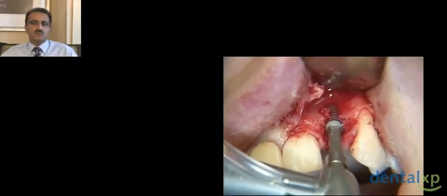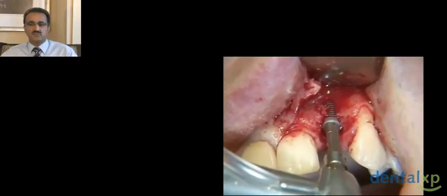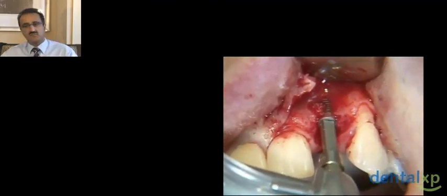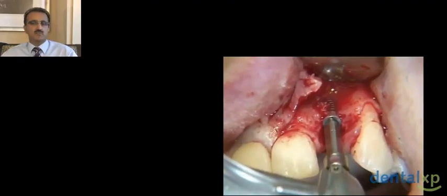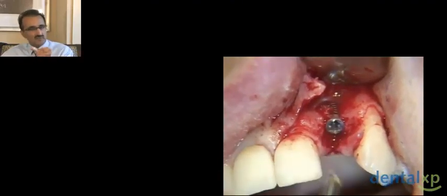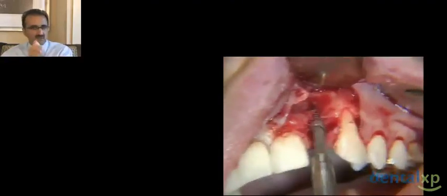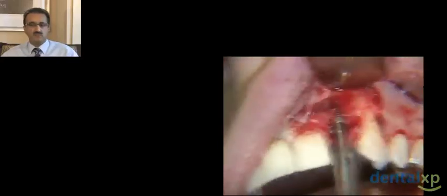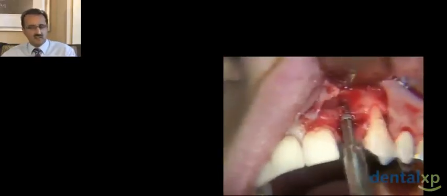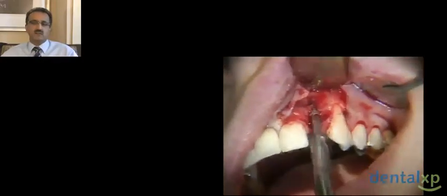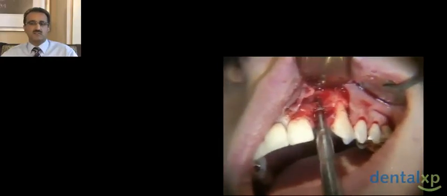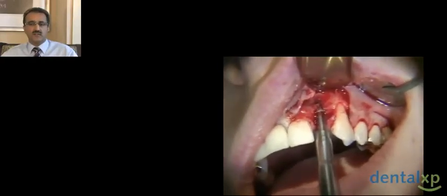And of course, once we've got the implant in position, I sometimes like to also use a hand instrument just to manipulate the position of the implant to get it just correct from my perspective, mesiodistally and buccolingually, make sure the orientation is just where I want it, and also just to get a feel for the stability and the torque that we have there.